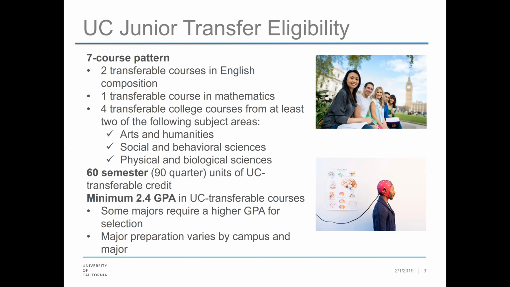Students need to acquire a total of 60 transferable units or 90 quarter units, depending on the type of community college they are attending, and have at least a 2.4 minimum transferable GPA. All of this, the UCTAP tool will be really instrumental in helping students understand if they're meeting these requirements or not. And that GPA, the 2.4, includes the major prep courses that the student should be taking to be eligible for the UC. It is important to note that although the GPA is a 2.4 for eligibility, it may be higher depending on the campus of interest for the student and also the major the student is interested in pursuing at the UC.